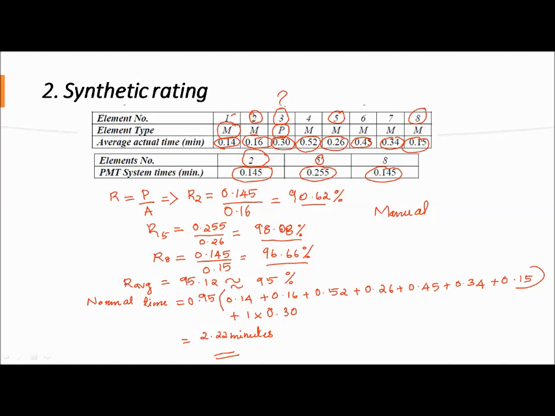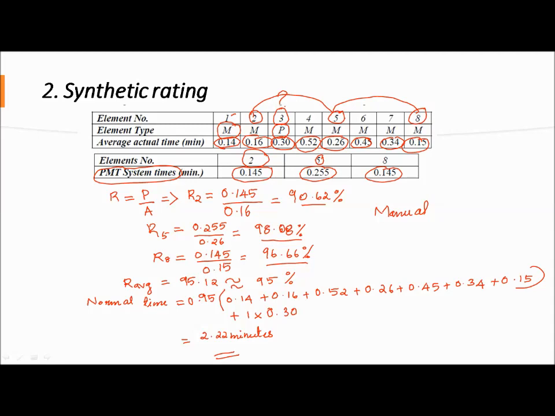So hope the idea is clear. You are just considering element number 2, element number 5 and element number 8, and you are just finding out the rating of element number 2, 5 with respect to what value? The PMTS time value, which you already know, and you find out the normal time of the entire system. Hope the idea is clear.